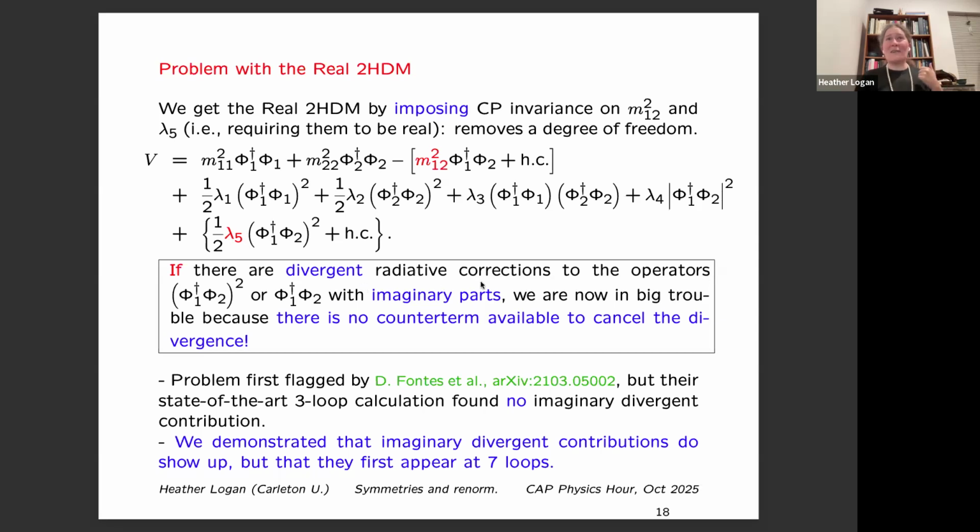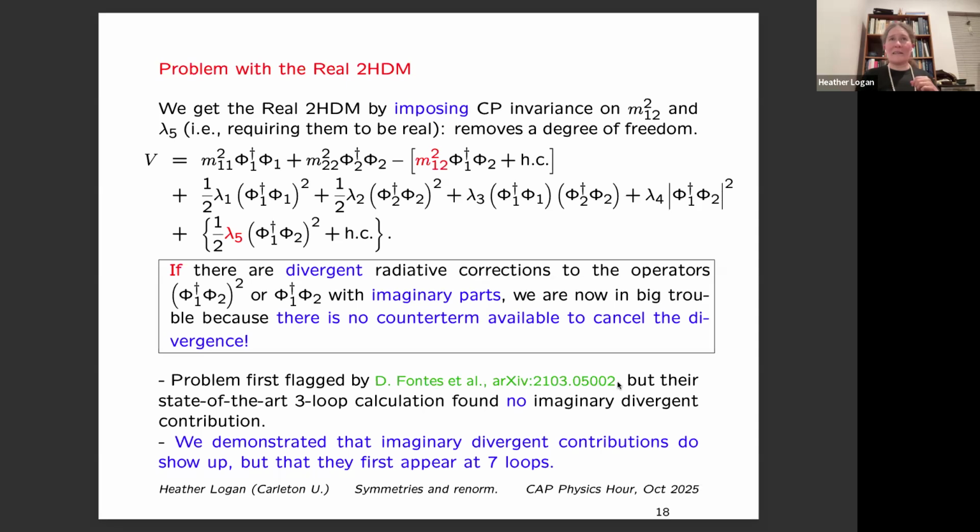Now, if there are divergent radiative corrections to the operators, this operator or this operator, that have imaginary parts in the divergence, we're in big trouble, because I've thrown away the counter term that I need to cancel those divergences. And this is the big if. So if there are divergent radiative corrections that have imaginary parts, then you actually have to keep the imaginary part of lambda 5 in the theory. You can't throw it away.